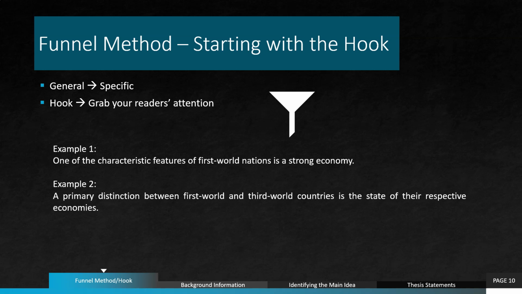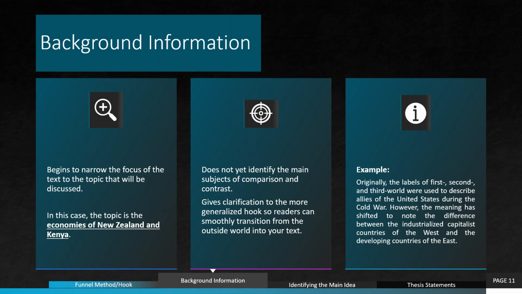So as we move on from the hook to the next part of the introduction, we're going to become more specific. With background information, you begin to narrow the focus of the text to the topic that will be discussed. In this case, in our example, the topic is the economies of New Zealand and Kenya. Background information does not yet identify the main subjects of comparison and contrast, but it does give clarification to the more generalized hook so readers can smoothly transition from the outside world into your text.